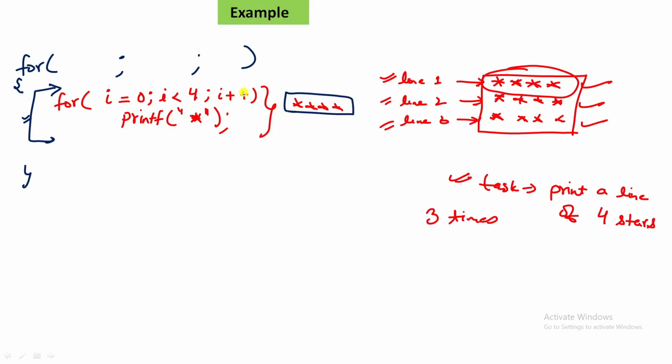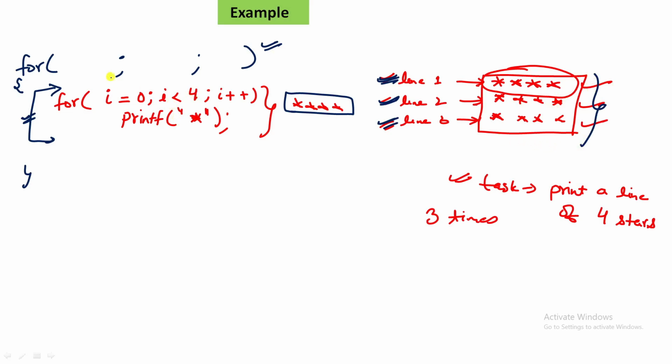So if I repeat this particular for loop, which is called an inner for loop, 3 times, 3 times meaning for 3 lines, with the help of this outer for loop, then my whole program will print 3 lines, with each line containing 4 stars. So this particular pattern will be printed.